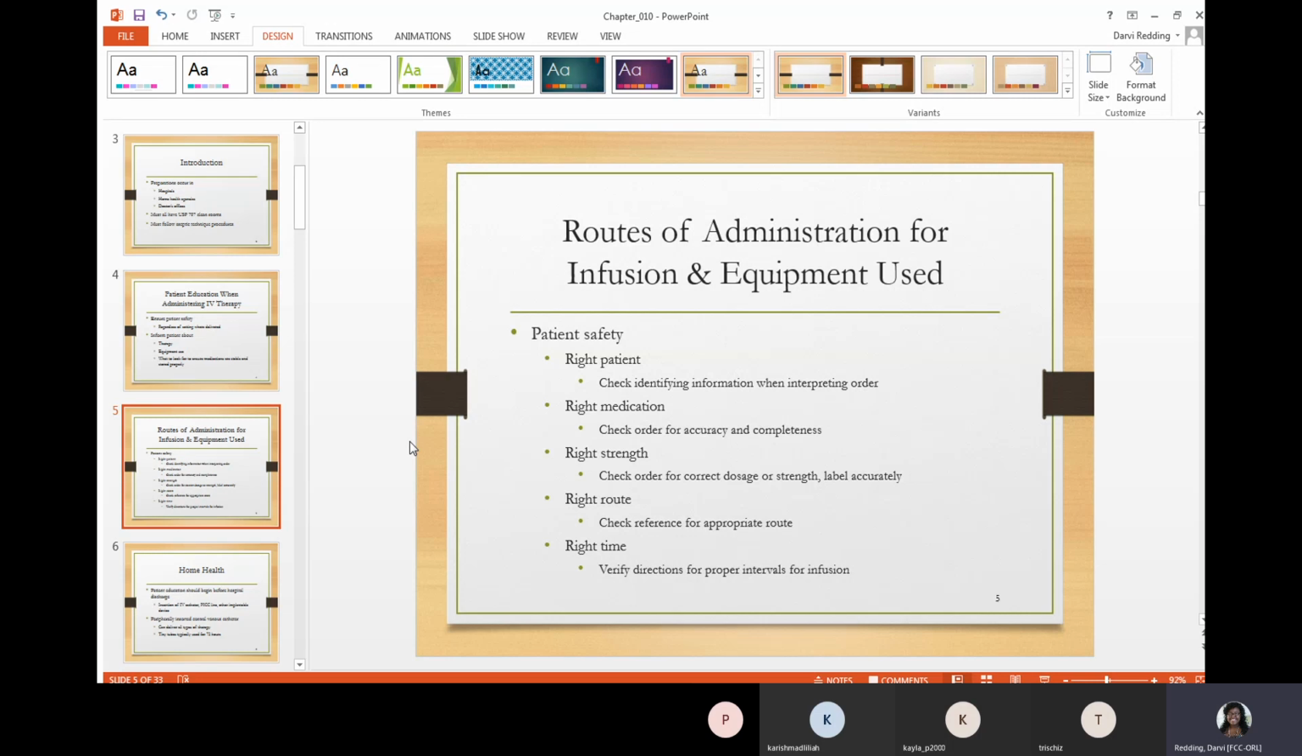And so the right time can be identified as verifying the directions for the proper intervals for infusion. So if a person is supposed to have something at 2 a.m. or 2 p.m., sometimes things are written in military time, known as universal time. So it's always important to make sure the patient's safety is always a priority. So making sure right patient, right medication, right strength, right route, and right time.